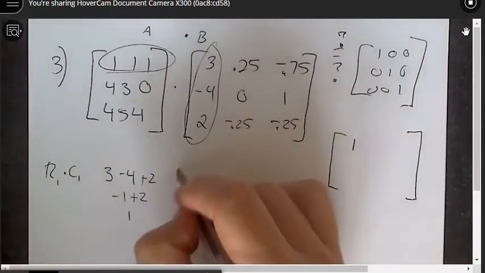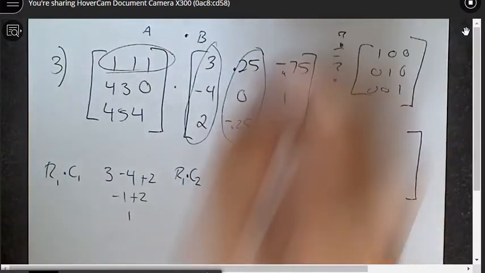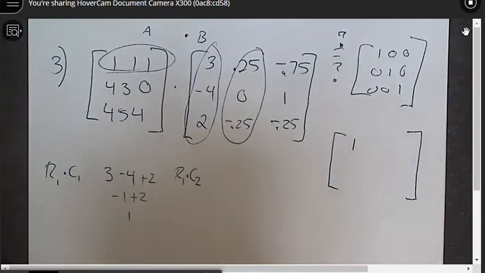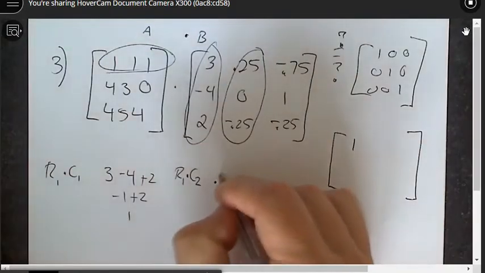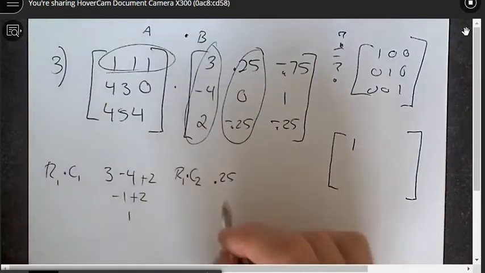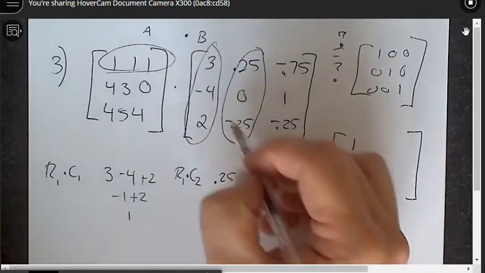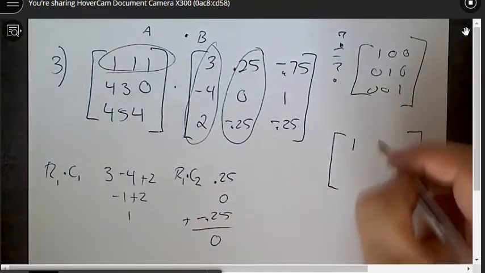All right, then we're going to do row 1 times column 2. So that will be everything here. So we're going to do 1 times 0.25, which is 0.25. I'm actually going to go up and down on these instead of side to side like we're doing here. 1 times 0 will be 0, and 1 times -0.25 is -0.25. If we add all that together, that does come out to be 0.